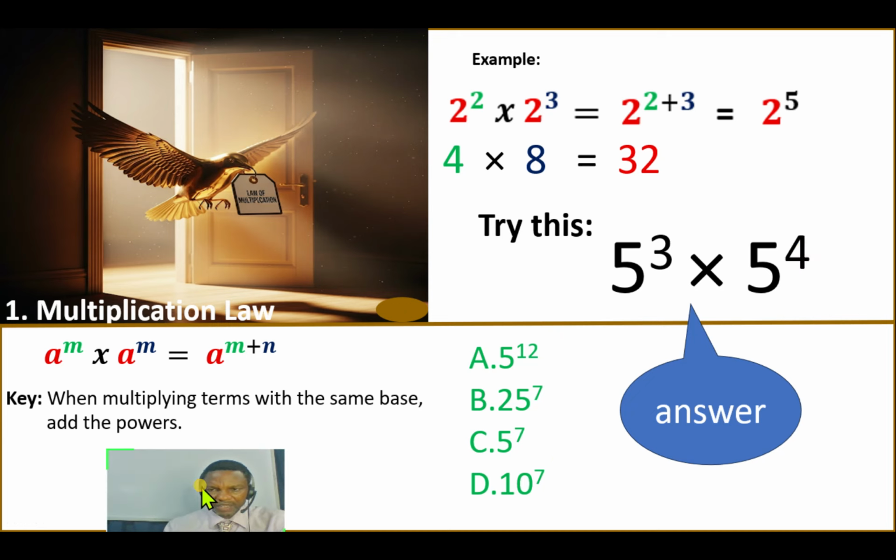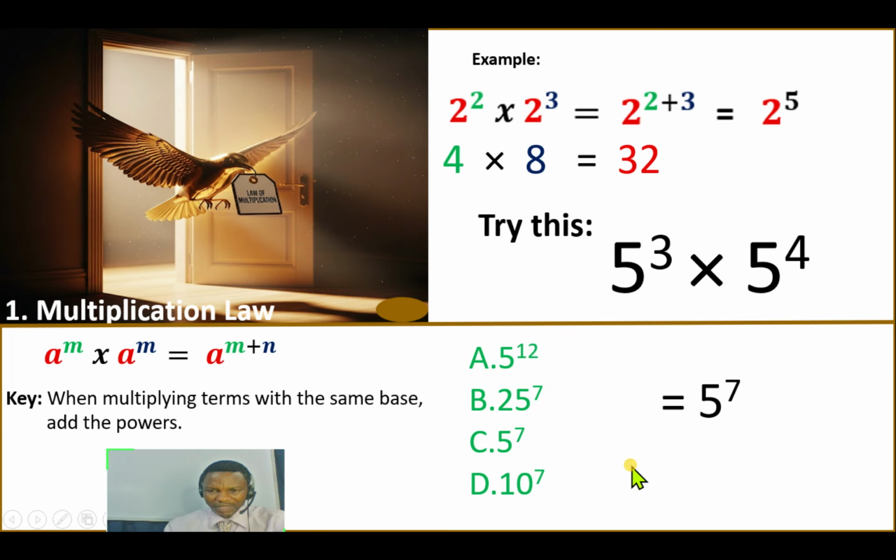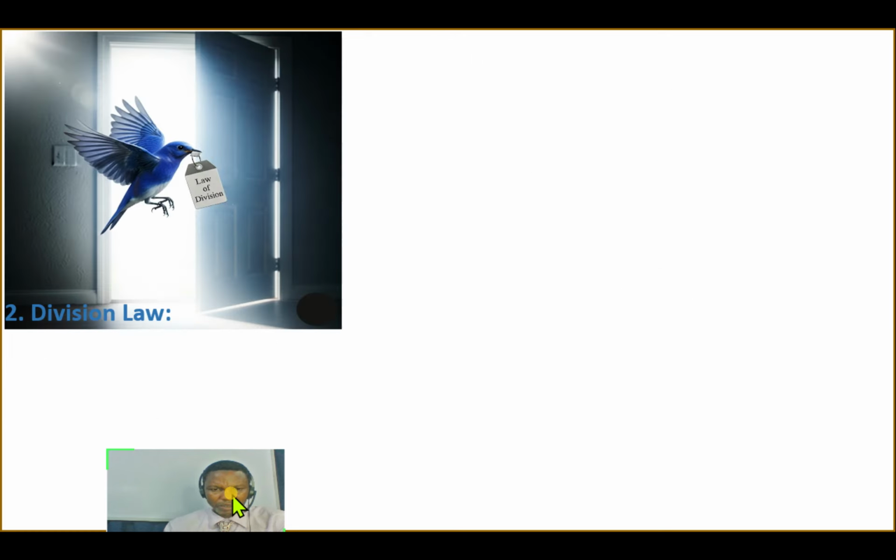Then I want you to try this. 5 raised to power 3 multiplied by 5 raised to power 4. What is the answer? If you solve it, A, B, C, D, what do you think is the answer? All right, so that is the answer.